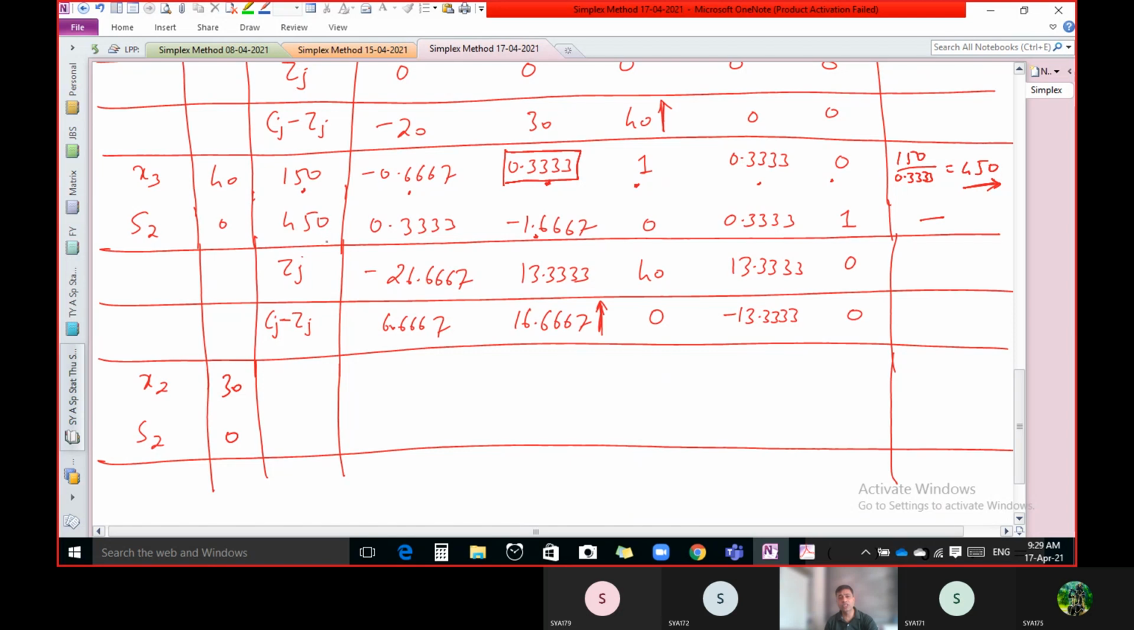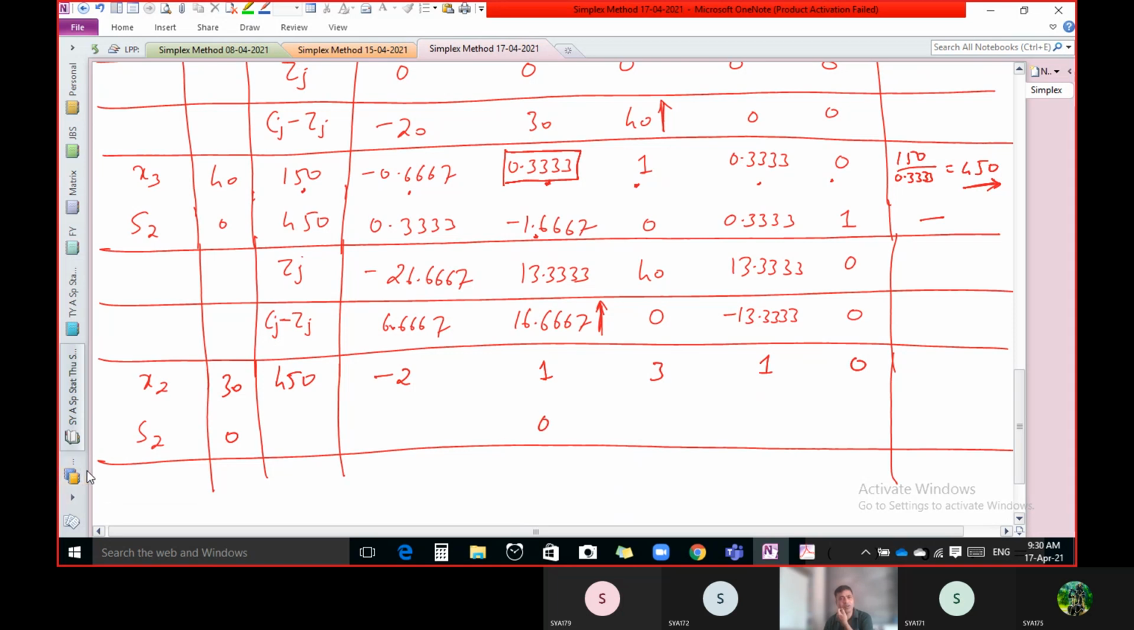Now what we have to do? First step, divide all the elements of the key row by the key element. Divide all by 0.3333. 150 divided by 0.33333, we get 450. Minus 0.666666 divided by 0.33333, we get minus 2. Here we get 1. 1 divided by 0.33333, we get plus 3. 0.333 divided by 0.333, we get 1. And here we get 0. And here we have to write 0 in the key column.